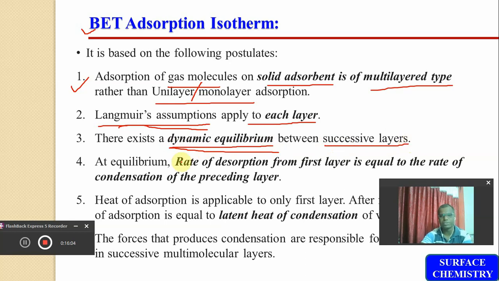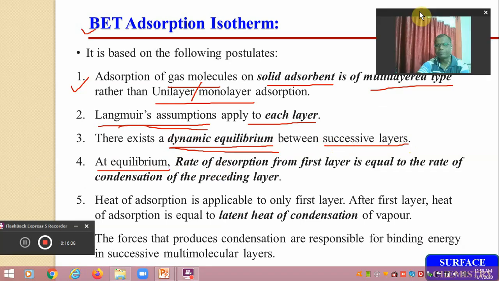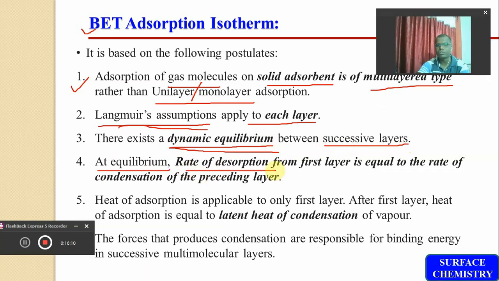Successive layers. And at equilibrium it is also observed that the rate of desorption from the first layer is equal to the rate of condensation of the preceding layer. Rate of desorption means the removal of adsorbed gas molecules, and condensation is adsorption. So the rate of desorption from the first layer is equal to the rate of adsorption of the preceding layer, and the heat of adsorption is applicable to only the first layer.